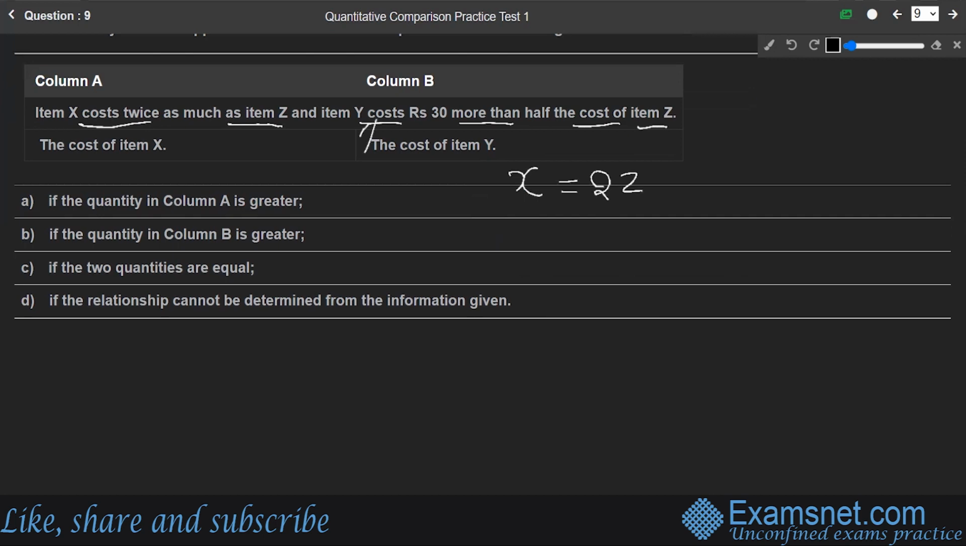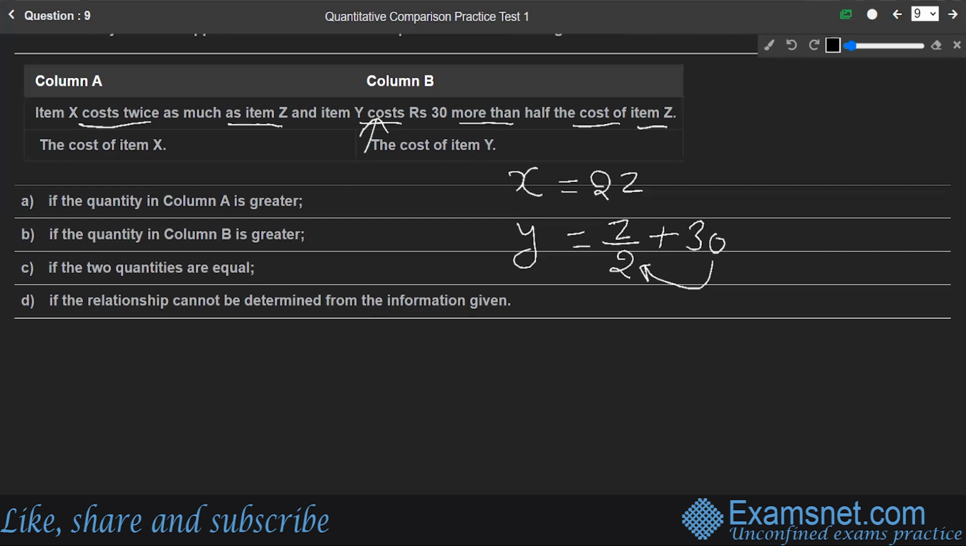Then Y costs 30 more than half the cost of Z. So let us make half the cost of Z, that is Z by 2. 30 more than this, so add 30 to it, and this will be equal to Y. That's what they said. Y costs 30 more than half the cost of Z. So these are the two connections. So clearly we can frame Y in terms of X also, and we can frame any order out of them, X, Y, and Z.